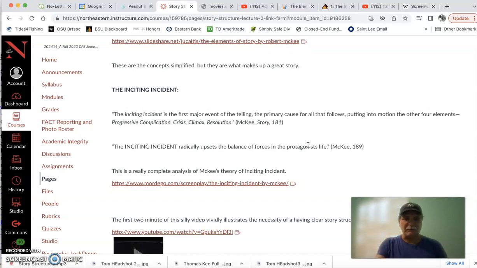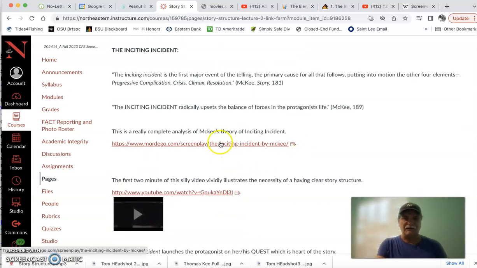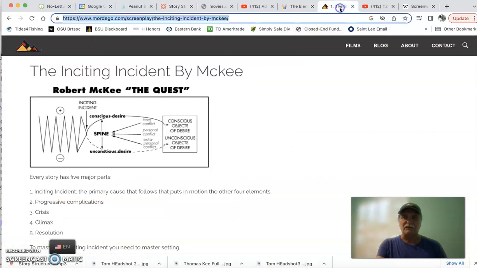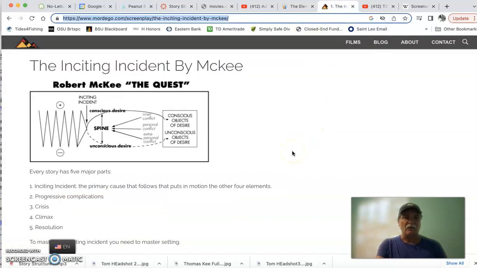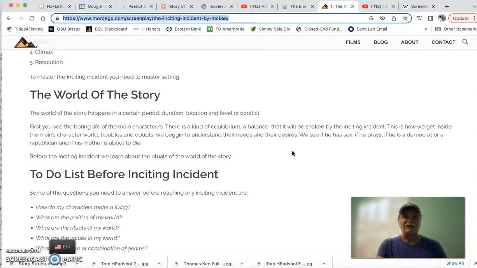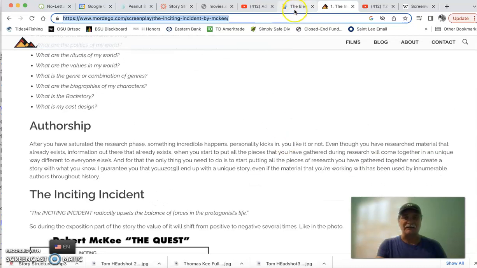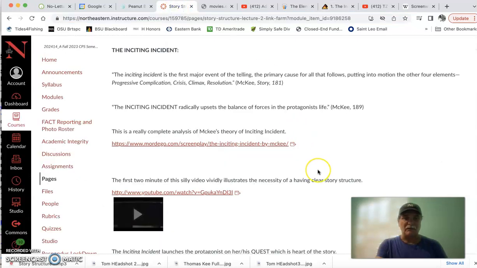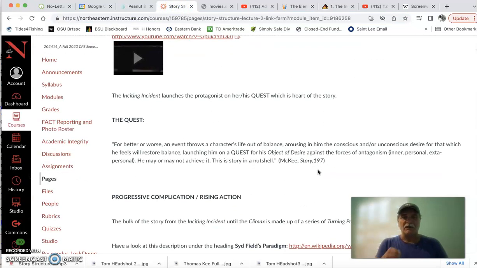I want you to dig deeper into this. This website goes into great detail about what inciting incident is, and it also begins to talk about the next really important story element, which is quest.